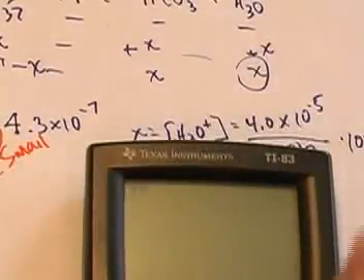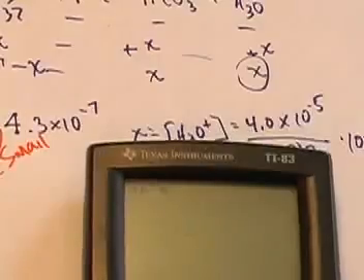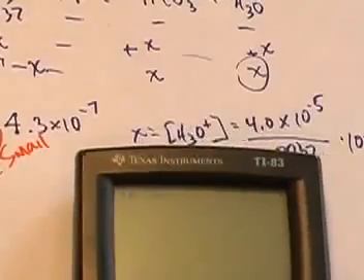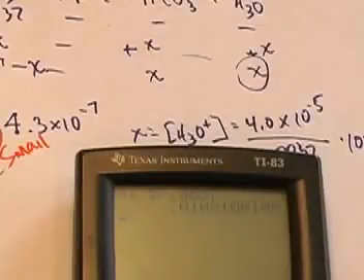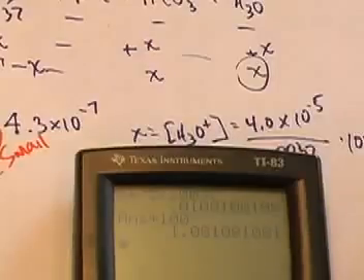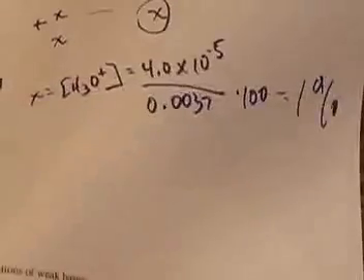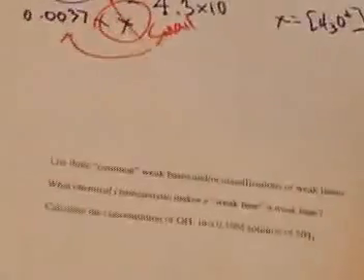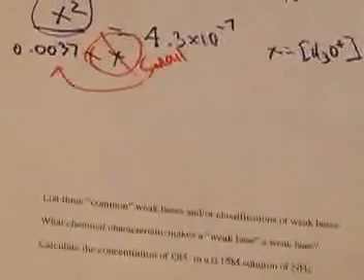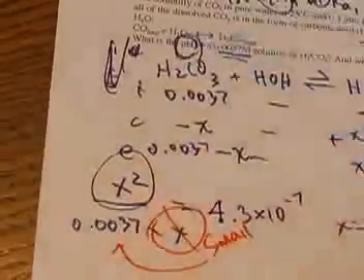Enter exponent to the negative 5th divided by our 0.0037, and then multiply that by 100%. We end up with a percent ionization of about 1% or so. So we're pretty safe making that approximation. Remember, if it's higher than 5%, it's not good to do that. So that answers the first part of our question, what's the pH?